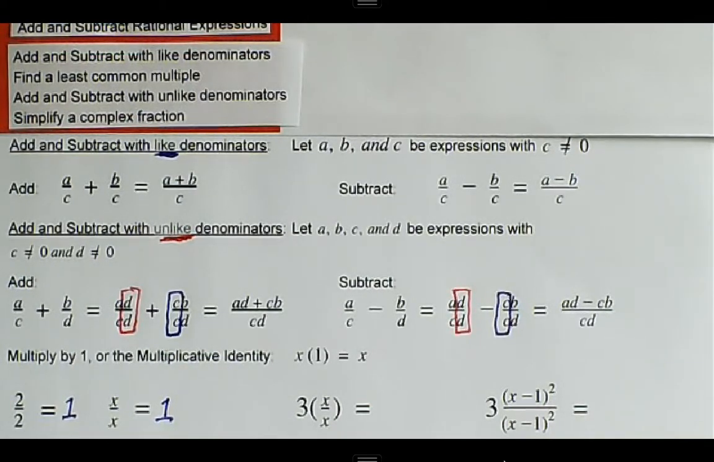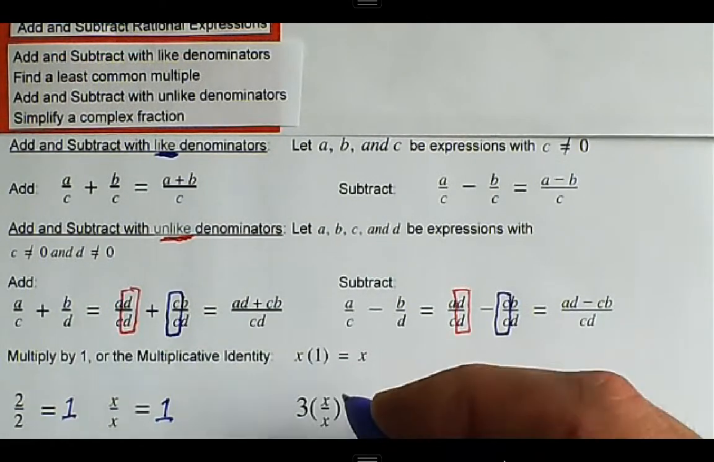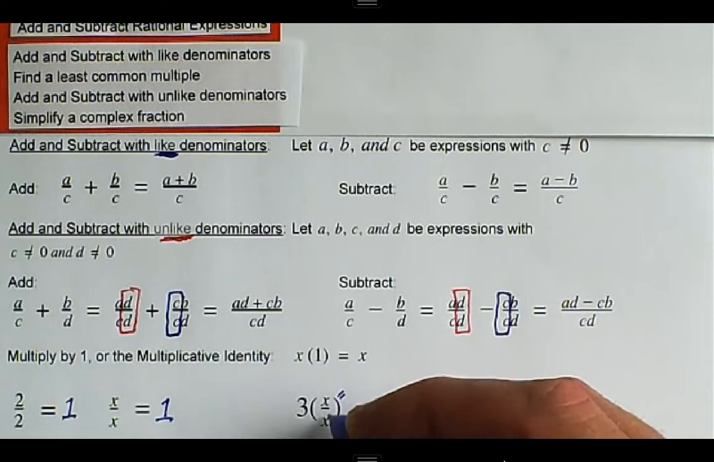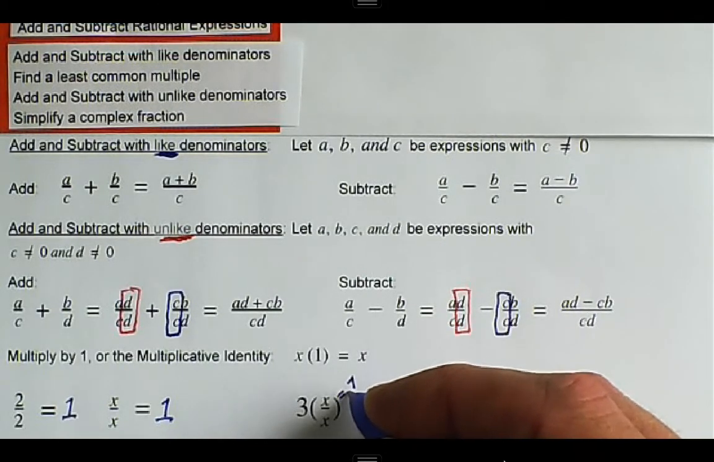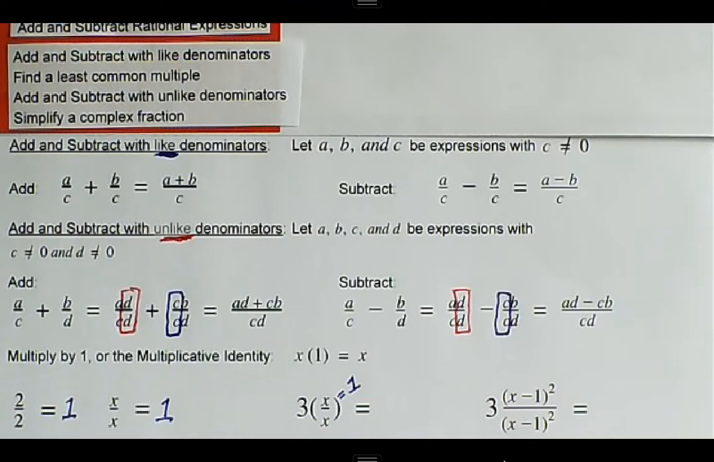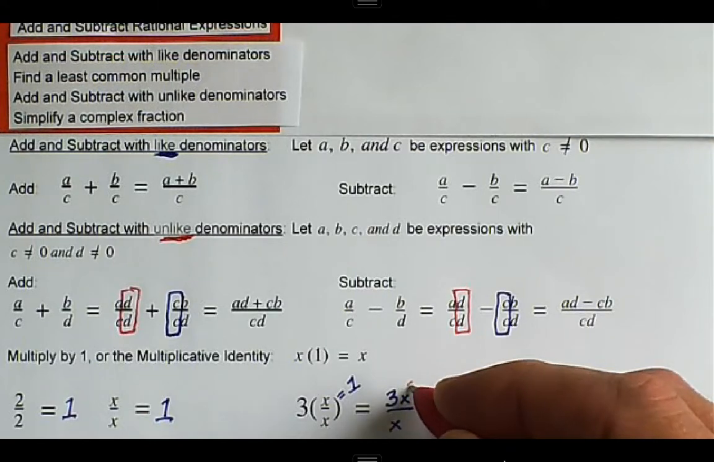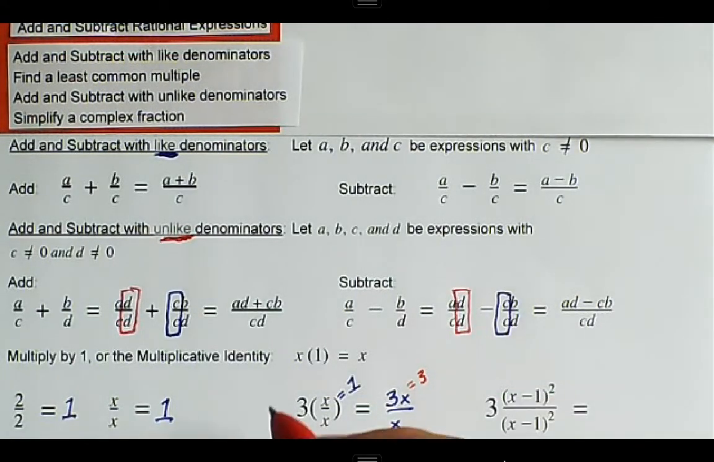So if we look at this example right here, we have 3 multiplied by x divided by x. Well, x divided by x, this whole fraction in the parentheses here, is equal to 1. So really we're saying 3 times 1. Well, that's not changing the value, that's just changing the way it looks. So now it says 3x over x. The value is still the same. The value when we started was 3, and the value hasn't changed. The only thing that's changed is the way it looks.